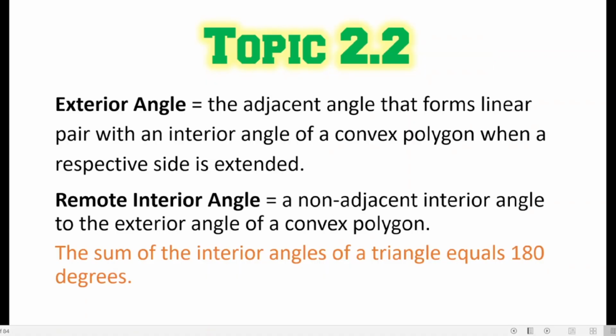Okay class, hello. In this video we will talk about exterior and remote interior angles of a triangle. An exterior angle is the adjacent angle that forms a linear pair with an interior angle of a convex polygon when a respective side is extended. A remote interior angle is a non-adjacent interior angle to the exterior angle of a convex polygon. And we also have here that the sum of the interior angles of a triangle equals 180 degrees.